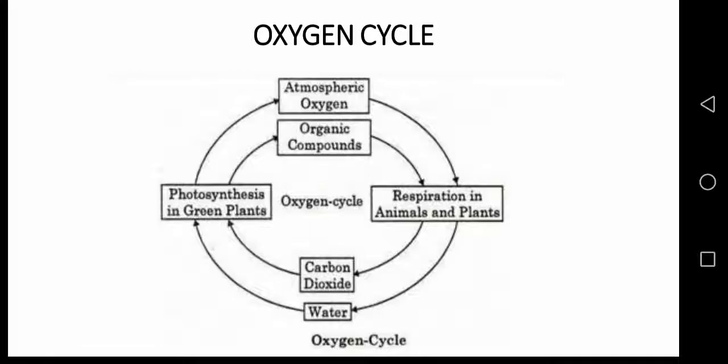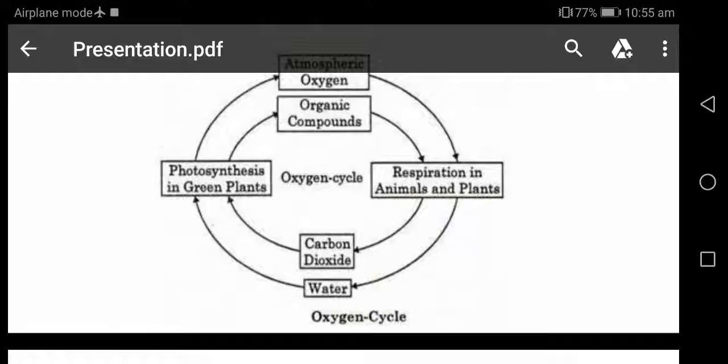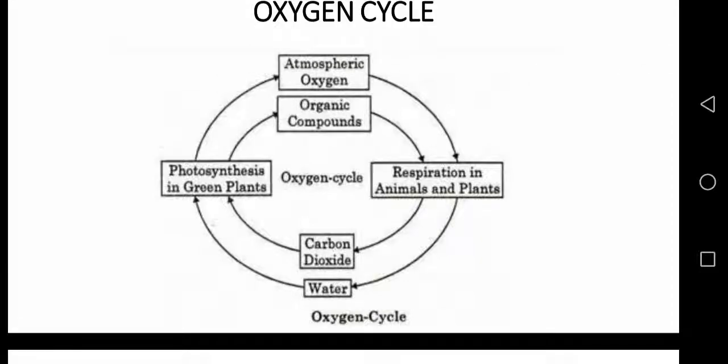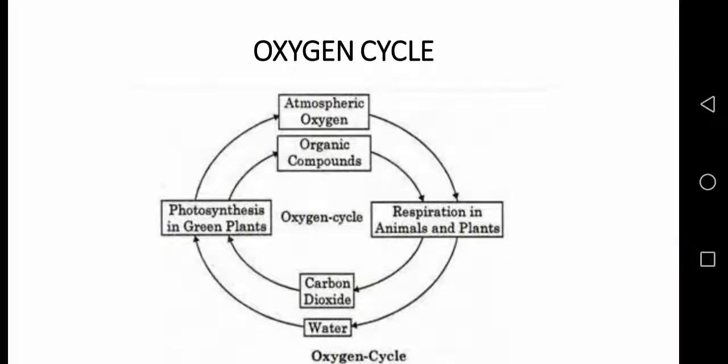Here we can see that in the photosynthesis process, oxygen is released by green plants. Then this oxygen is used by animals and plants in the respiration process, and then it goes to the water, and the oxygen present in this water is used in the photosynthesis process. Similarly, from the organic compounds, if the animals and plants consume them, they will consume oxygen and release carbon dioxide into the atmosphere, which will be used in the photosynthesis process by the plants and returned again to the atmosphere. So this is the whole oxygen cycle present in the ecosystem.